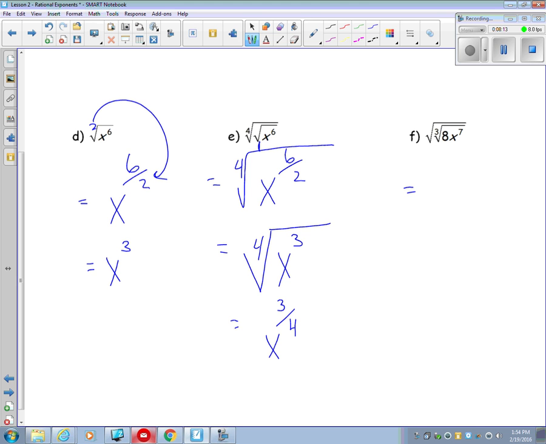Okay, working from the inside out. My base is 8x. Now that 7 is not on the 8 and the x, it's only on the x. So this is a weird case. I need to put the 7 there to remind myself it's only on the x. What's going to be on the outside? Well, it's a fraction. The bottom is a 3. And I'm going to have to put a 1 up here, and not the 7, because the 7 wasn't working on both parts. It wasn't working on the 8 and the x. It was only on the x.